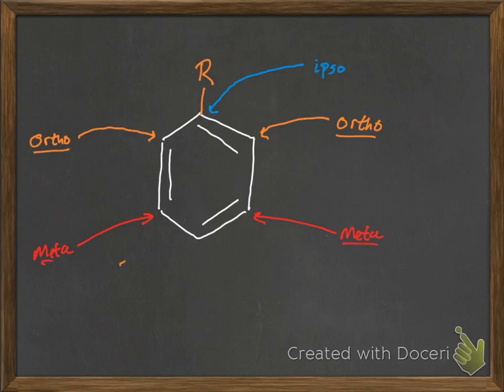And finally, this one down here. Do I have yellow on here yet? I do not. This is called para. So that would either be called the para position or the parasite. No jokes, that's actually what it's called.